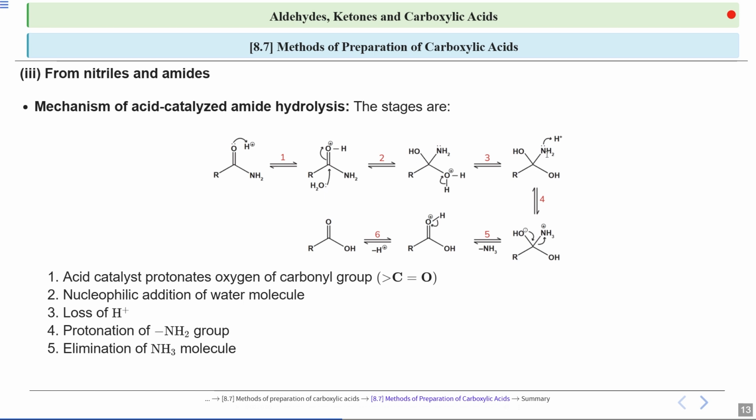Now this nitrogen has a positive charge, it is NH3 plus, so this is a better leaving group. Okay, so we will see the elimination of the NH3. So this step is significant because it removes the amine group from the molecule.